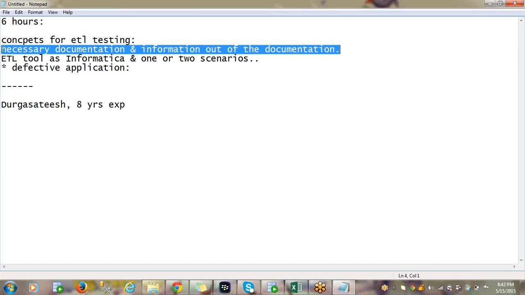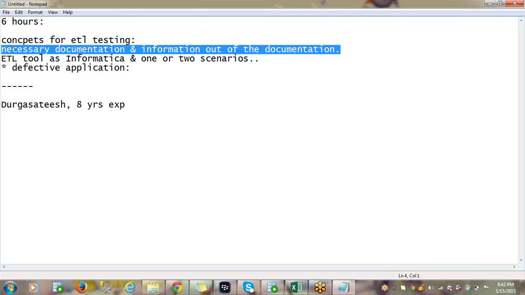Once you have info about this documentation, we'll be talking about how to make effective use of it and how to frame our test cases. What are the important things that we have to focus on, test on, etc.